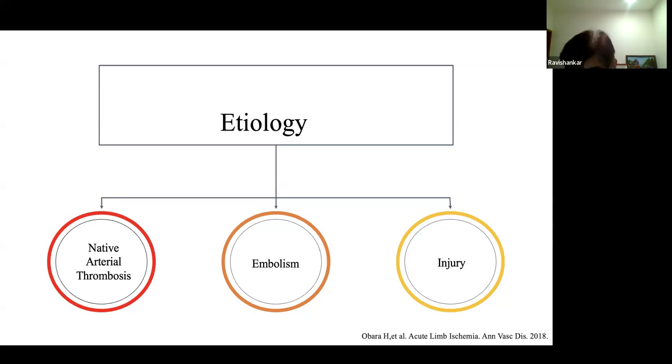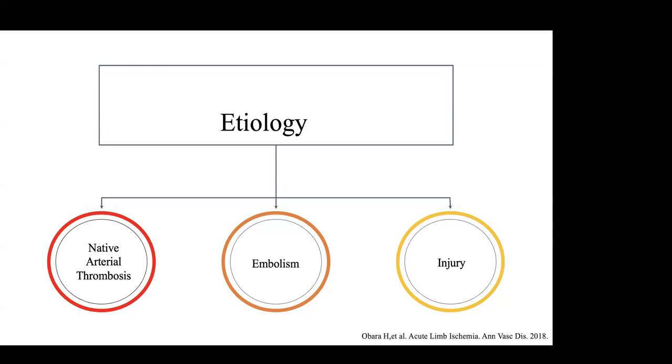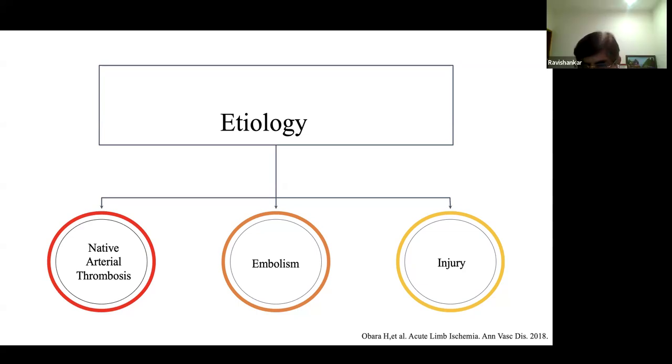Niranjan, dissection of aorta. Srikanth. Yes, sir. Dissection of aorta is more in the thoracic region. Aneurysm is common in the abdominal region. Correct. Yeah, I also know.